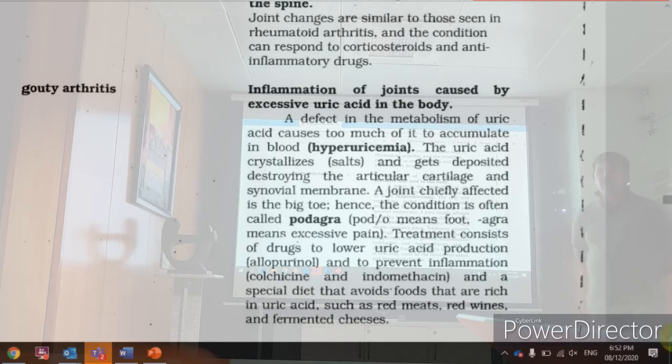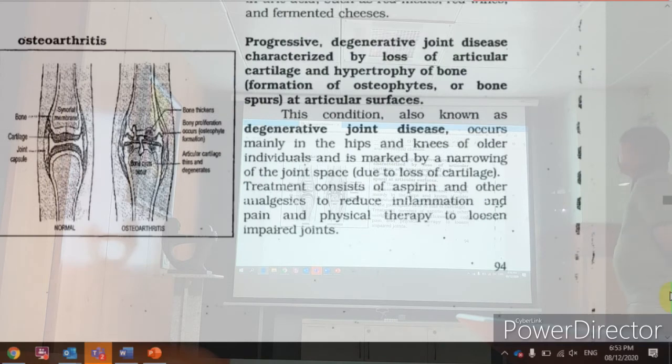Hence, the condition is also called podagra. The big toe gets affected, hence the name podagra. Agra here means excessive pain. Treatment consists of drugs to lower uric acid production, such as allopurinol, inflammation reduction, and a special diet to avoid foods rich in purines. That is red meat, red wines, and fermented cheese, which are avoided in gout patients. Okay.